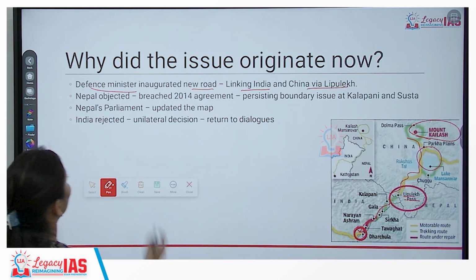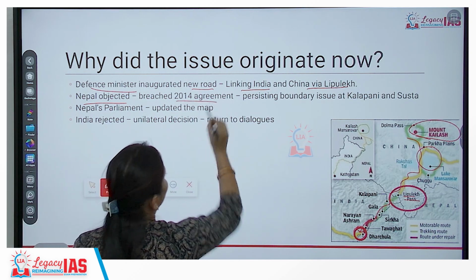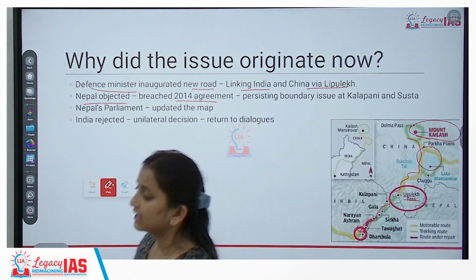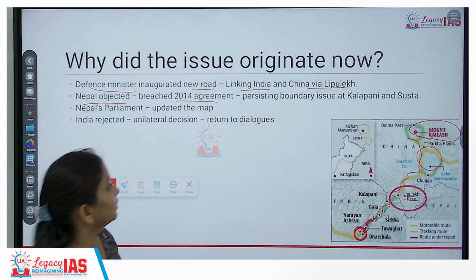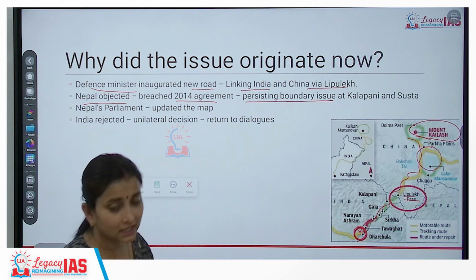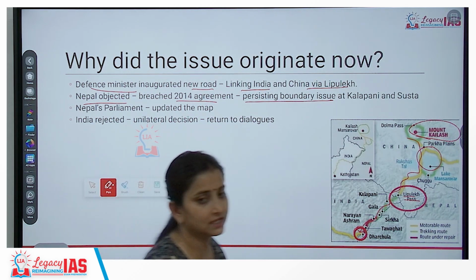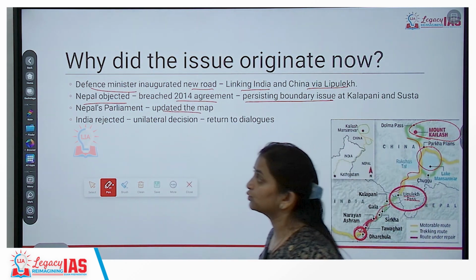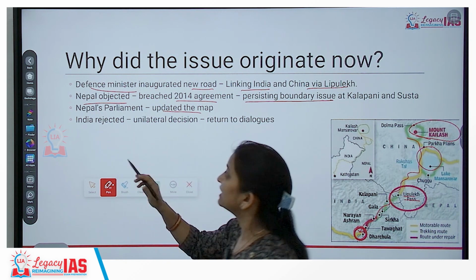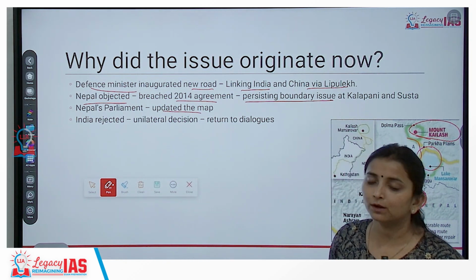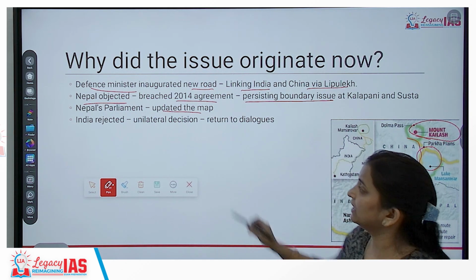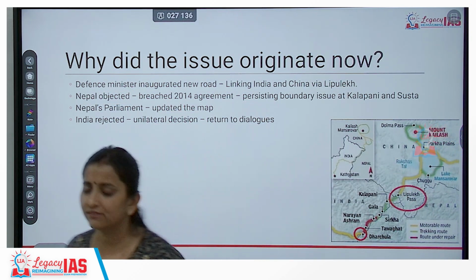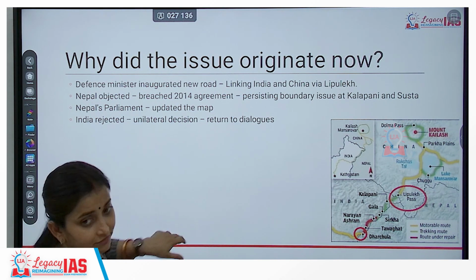Okay? So Nepal has objected to this and said that the 2014 agreement between the Prime Ministers of India and Nepal was that this is an unresolved territory and a persisting boundary issue, and we have not been able to resolve it, so you will not be allowed to carry out any construction in this area. Okay? Nepal's parliament had also updated this map, as we discussed. In June 2020 they updated this map, and India rejected the Nepalese parliament's claim of the political boundary owning Limpiyadhura, Kalapani as well as Lipu Lake. Okay? And we called it a unilateral decision, and we have asked the Nepalese government previously also, and are reiterating it again, that we are ready for any kind of dialogue.